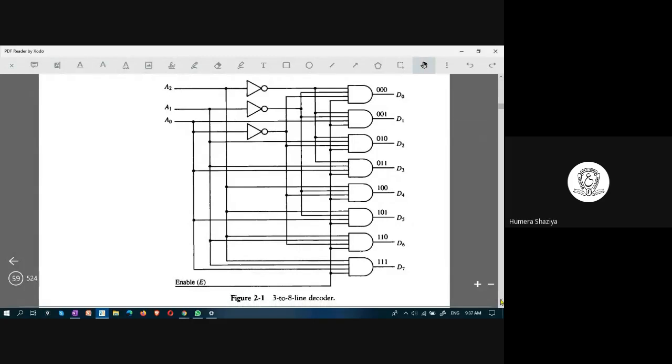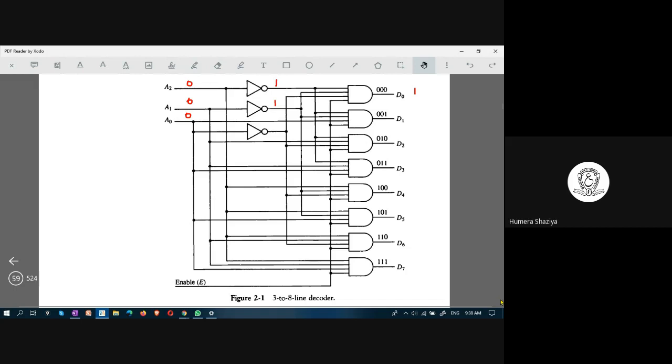What is the goal of this circuit? The goal of this circuit is, when all three inputs have a value of 0, 0 and 0, D0 should produce 1, and all the other outputs should be equal to 0. Okay, that is the goal. How do you achieve that goal? Now, you know that these three inputs have a value of 0, 0, 0. If you apply an inverter at the input side, this 0 would turn to 1 and this also would turn to 1.